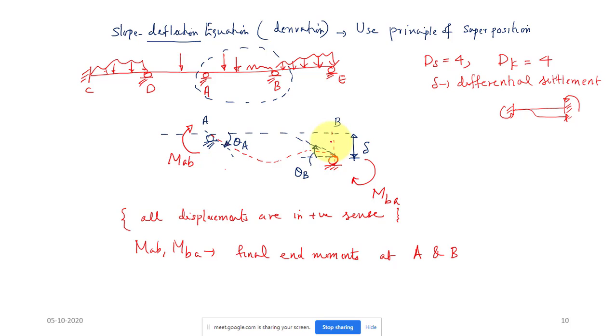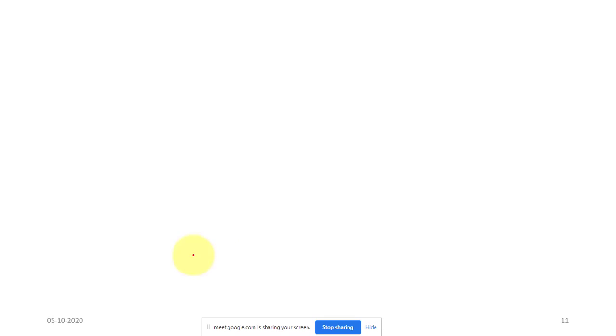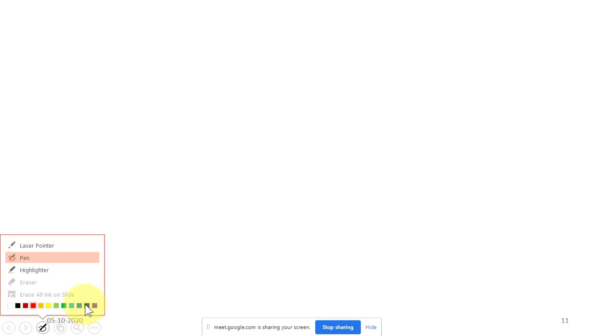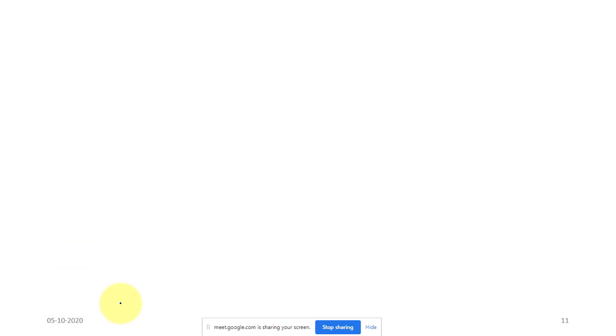We will do this by using 4 steps, taking each individually. There is some external load, which will induce some moment at point A in the span AB, MAB. This rotation also will induce some moment, and this displacement also will induce some moment. So we will derive this equation for MAB by using 4 steps. The first step is the superposition principle.